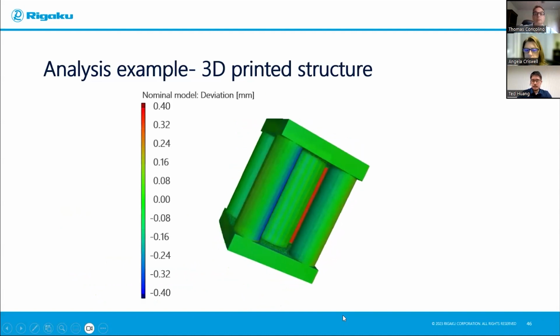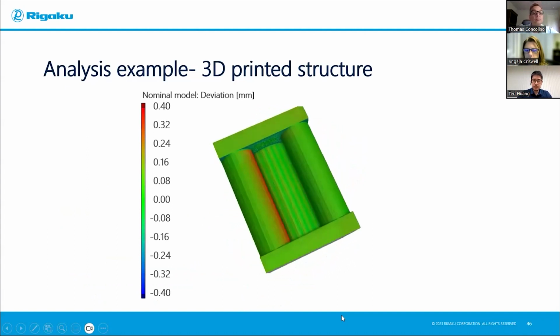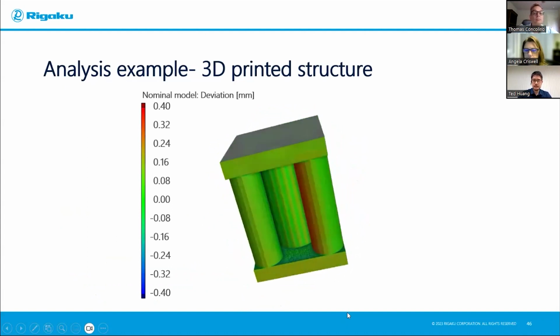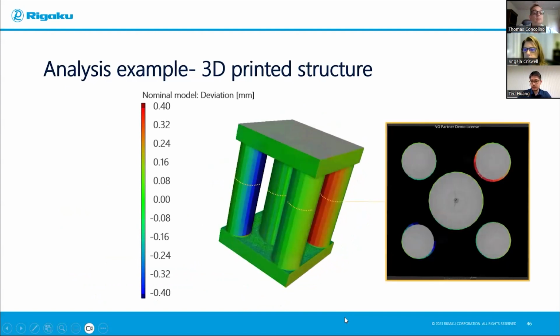In this case, we can immediately see, okay, there's something going on here. The red indicates thicker than the intended dimension, and the blue indicates thinner. So immediately we know one pillar is too thick, the other pillar is too thin. And if we have a 2D cross-section view, it's even more clear. The red is thicker and the blue is how thin it is compared to what it's supposed to be.